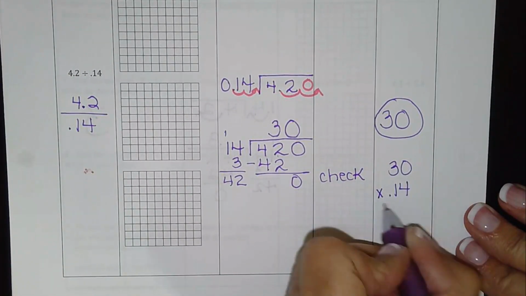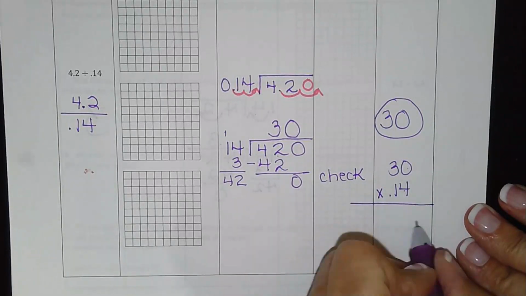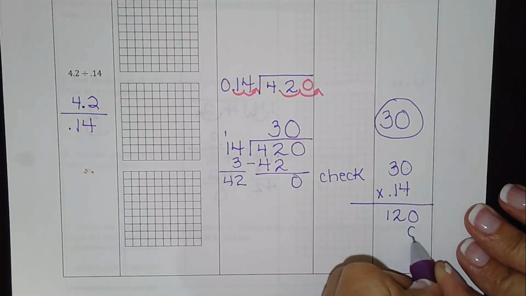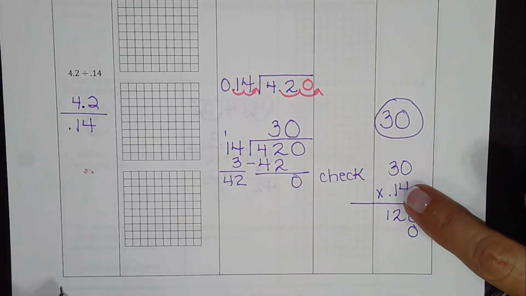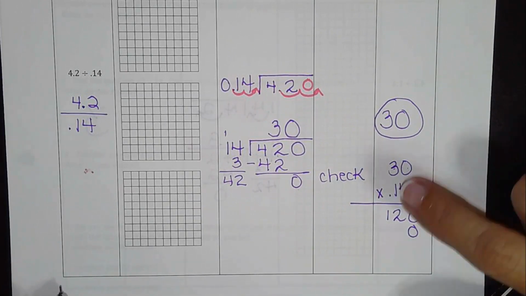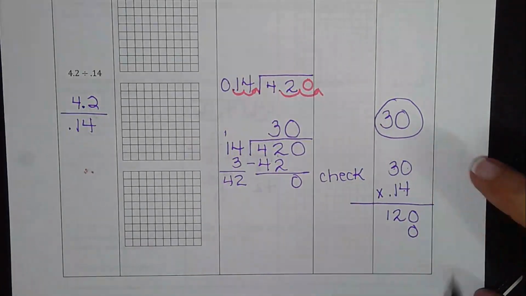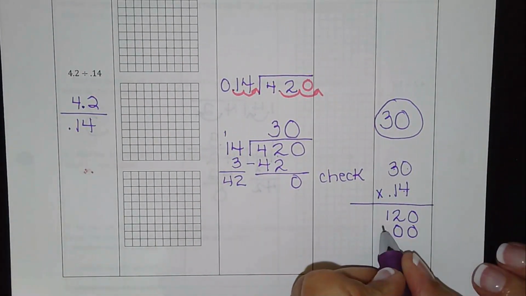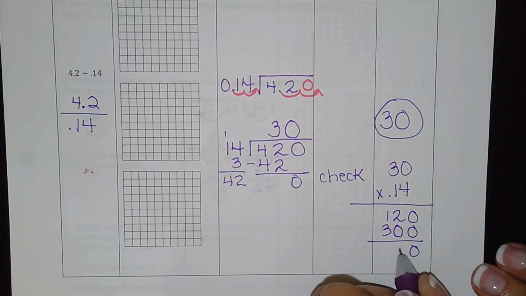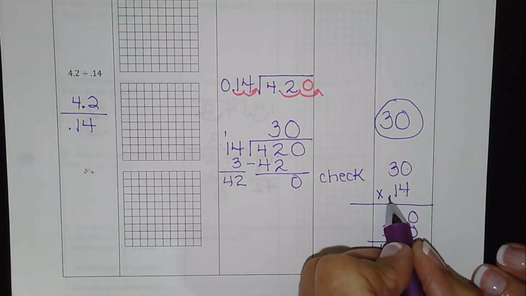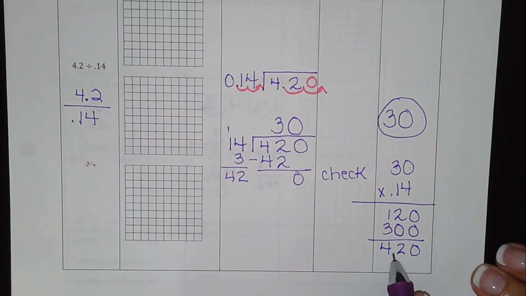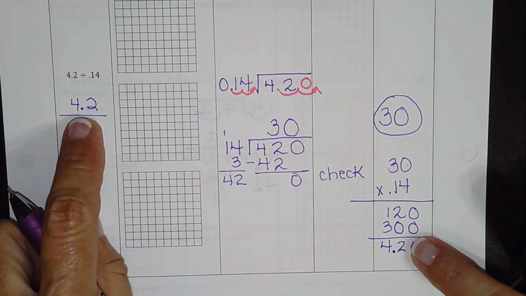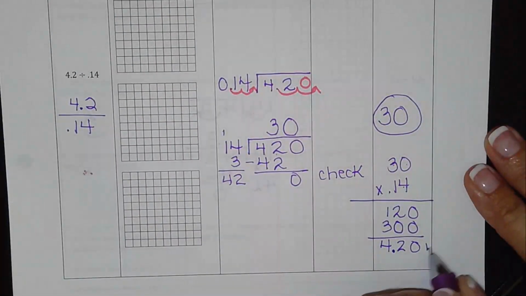So 30 times 0.14. 4 times 0 is 0. 4 times 3 is 12. Bring down your 0 for your second row, because I can tell I'm going to have a second row. So the 0 comes down, then we start multiplying. 1 times 0 is 0, so we have another 0 there. 1 times 3 is 3. Add those, 0, 2, 4. The answer should have 2 decimal places. Is that the original number? It is. Yay!